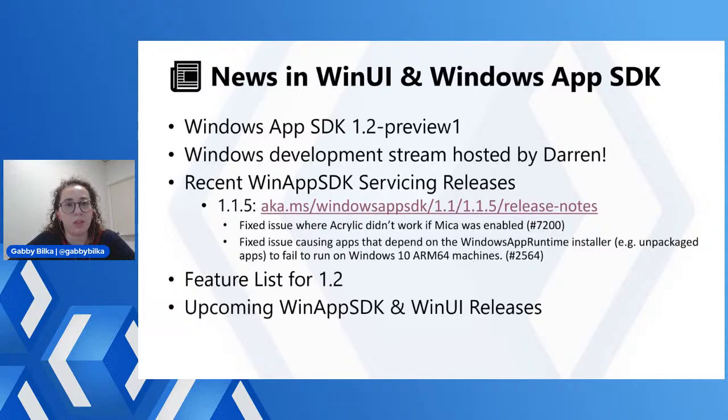So I want to talk a little bit about the upcoming news in WinUI and Windows App SDK. We mentioned 1.2 Preview 1. I'm going to be having Darren come on and talk a little about an upcoming Windows development stream. I wanted to mention that there was also a recent servicing release, 1.1.5, where we fixed a couple of issues that you had reported, so thank you for filing those. The issue numbers are posted there. We'll also share the same feature list for 1.2 that we shared last week, and then the upcoming Windows App SDK and WinUI releases. And as I was chatting, the app is ready.